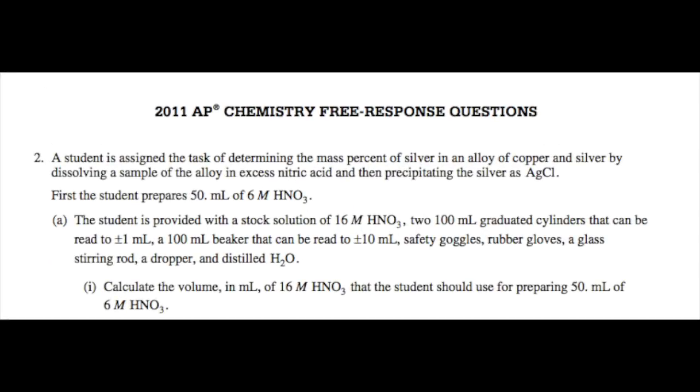So here's the free response question from the 2011 AP chemistry test. A student is assigned the task of determining the mass percentage of silver in an alloy of copper and silver by dissolving a sample of the alloy in nitric acid and then precipitating the silver as AgCl. First, the student prepares 50 milliliters of 6 M HNO3.